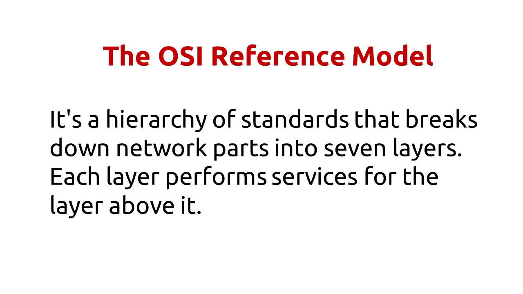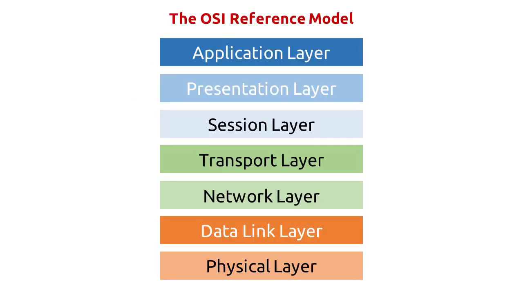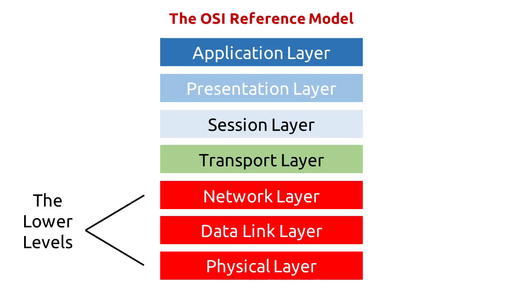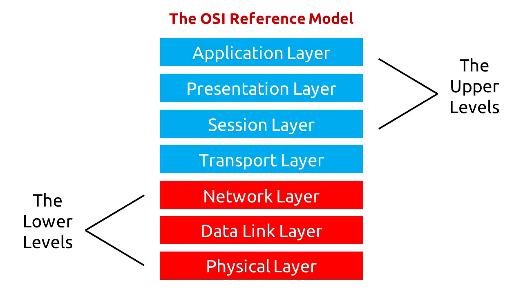The OSI Reference Model is a hierarchy of standards that breaks down network parts into 7 layers. Each layer performs services for the layer above it. The first 3 layers are the lower layers. They focus on how computers send information to each other over a network. Layers 4-7 are upper layers. They focus on how application software and interfaces navigate a network. Now, let's look into each layer of the OSI model.